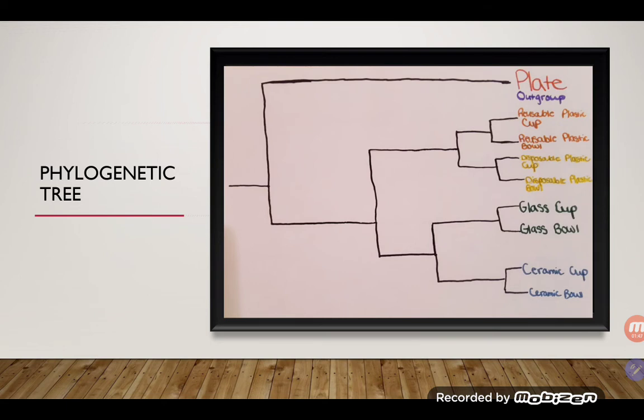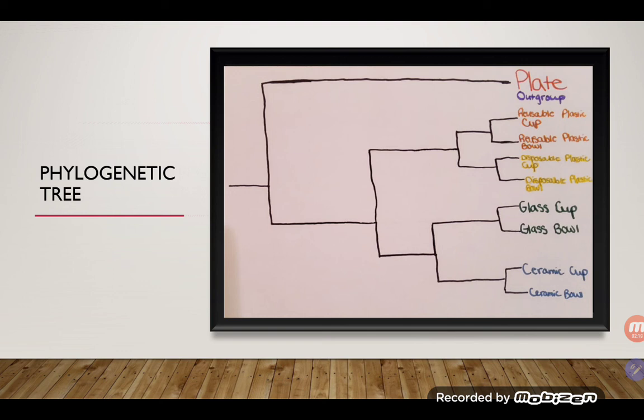OTUs are determined by looking at the same sequence of DNA in all of the groups and measuring the number of differences in nucleotides. The smallest number of differences translates to the shortest distance, meaning that the two with the lowest number of nucleotide differences are the most closely related. In this example, you can see that reusable and disposable plastic are the most closely related because the distance is the shortest. Reusable and disposable plastic have the most recent common ancestor.